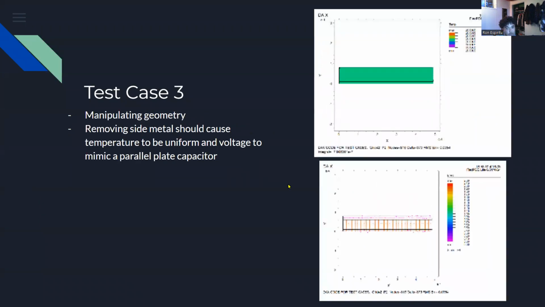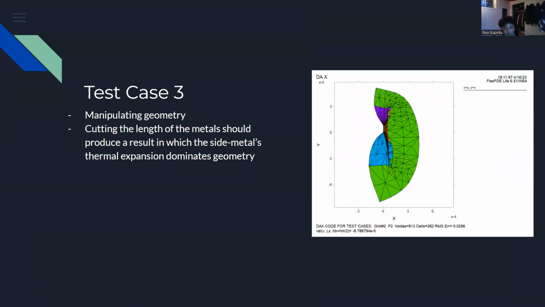In test case 3, we're manipulating geometry. It's predicted that removing the side metal causes temperature to be uniform, and for the system to mimic a capacitor, since removing the side piece breaks the circuit, removing all current. And this is true for our system. Also, dropping the length of the metal was predicted to force our system into a side metal dominated strain, since it would be the largest region, which is true as well.